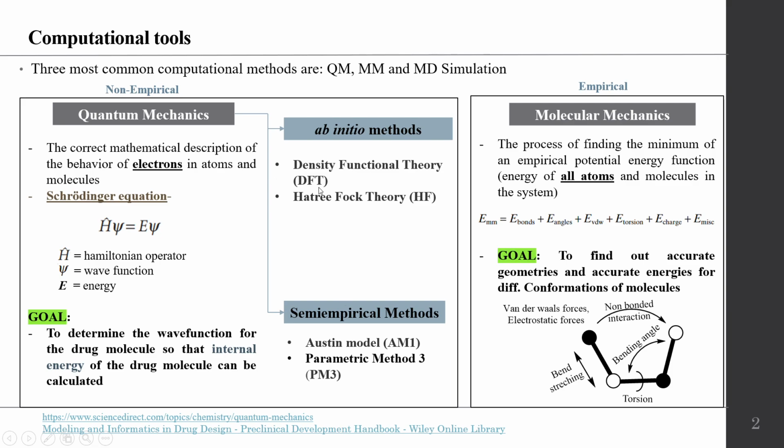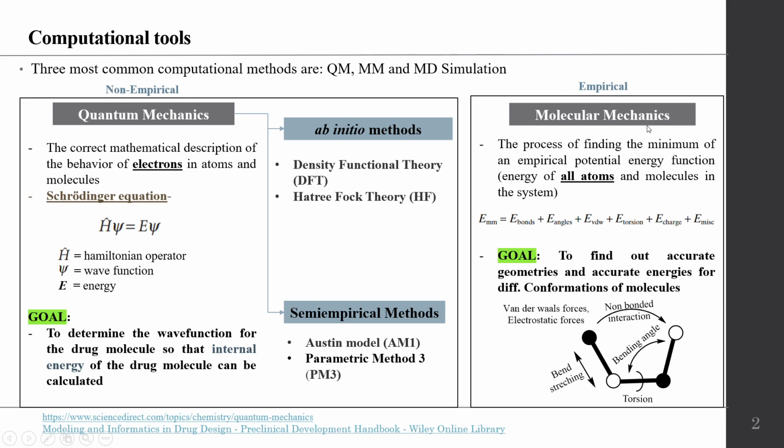Ab initio methods involve long calculations. We can say in terms of density functional theory and Hartree-Fock theory. These theories were given by two different scientists, and both theories are basically based on the Schrodinger equation. Another method is the semi-empirical methods, which include Austin model AM1 and parametric method 3, PM3.